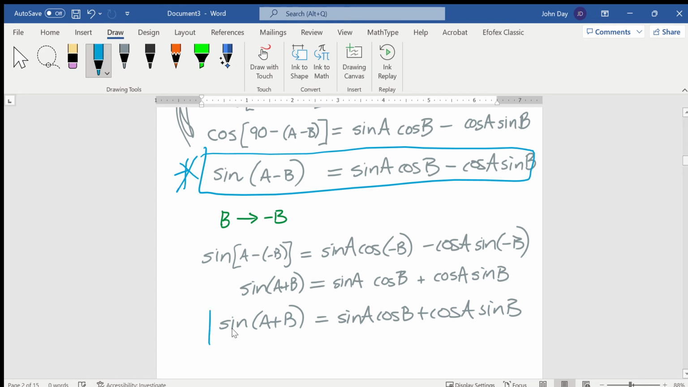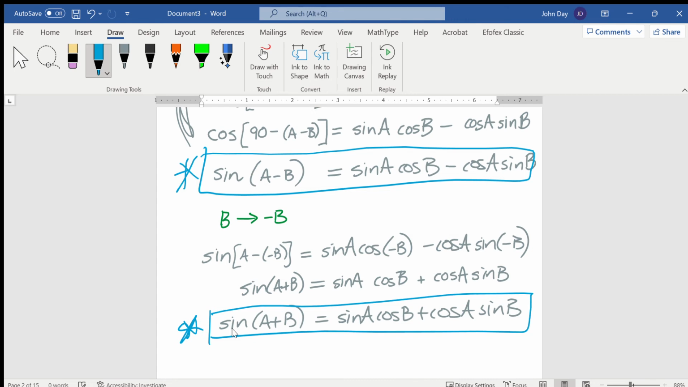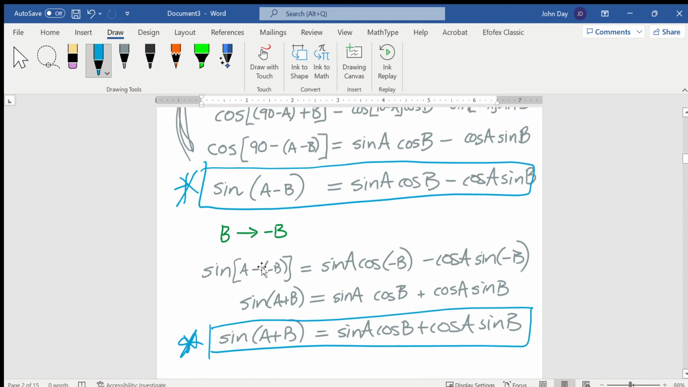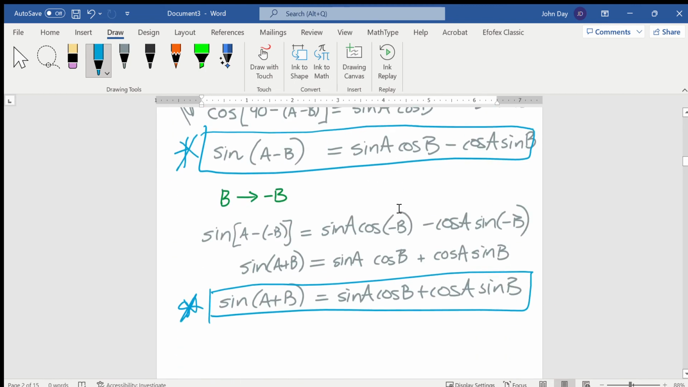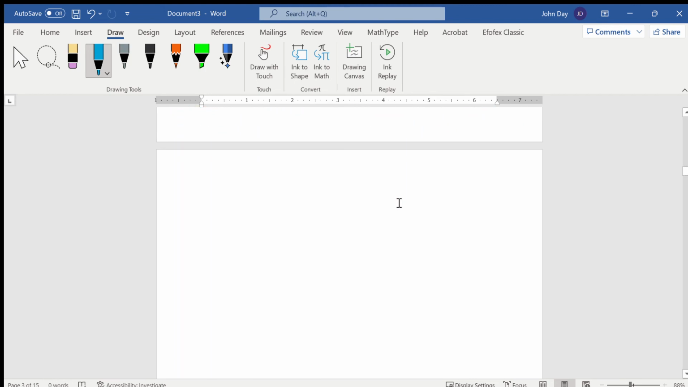Okay, so there's 4 rules. We've got sine of a plus b and how it expands out, sine of a minus b and how it expands out, cos of a plus b and how that expands out, and cos of a minus b and how that expands out. I'm going to write those 4 rules down right here. 1, sine of a plus b is sine a cos b plus cos a sine b.